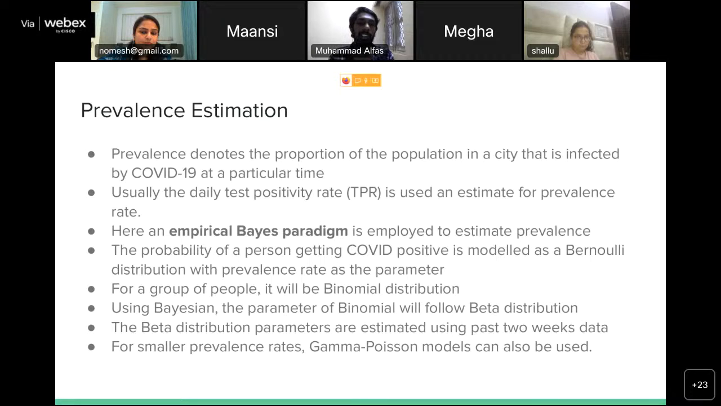And we can approximate the binomial distribution with a Poisson distribution if the probability is very, very small. In the case of the Poisson distribution, the lambda parameter will follow a gamma distribution. So beta-binomial and gamma-Poisson are two commonly used Bayesian probability distributions.